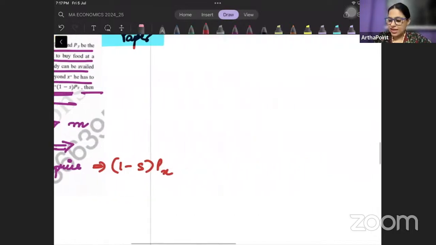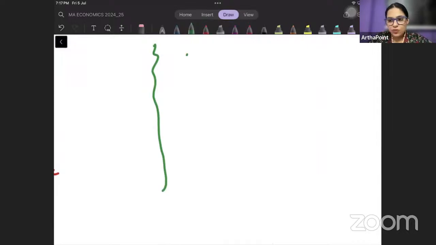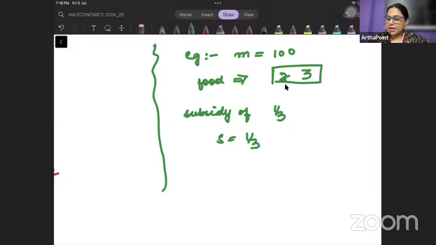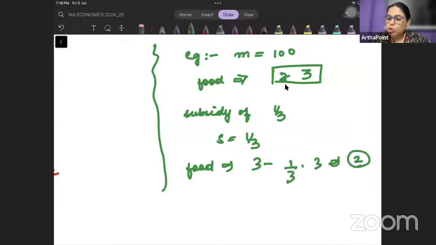Try to understand this thing. Suppose I tell you, for example, that your income is 100. And I tell you that, beta, you have food which costs you 3 rupees, but I am providing you a subsidy of 1/3. Small s is 1/3. That means your food will cost you 3 minus 1/3 into 3. That means it will cost you 2 rupees.